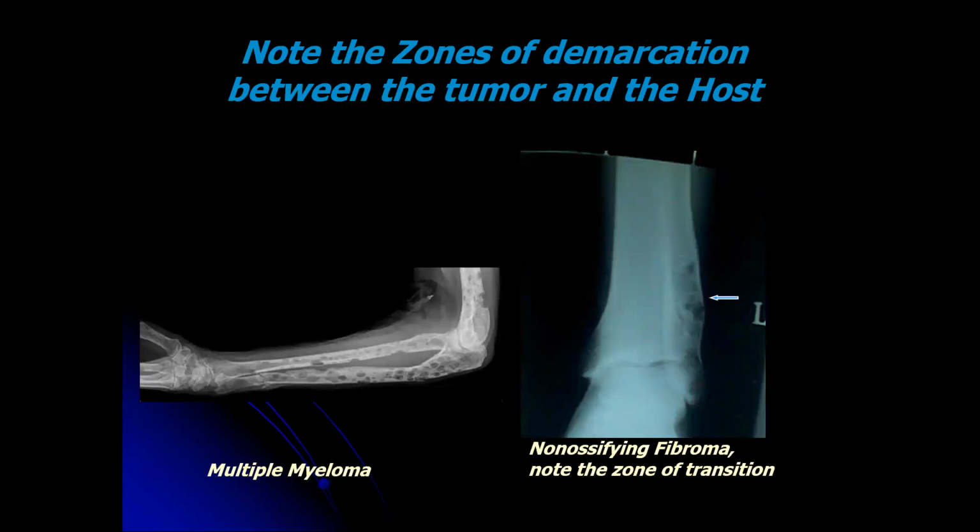In this, you see that there is a mouse-eaten appearance. You note the zones of demarcation of the tumor. If you look on the left-hand side, you have multiple myeloma. It's a mouse-eaten, punched out osteolytic appearance. This tells you that the tumor is aggressive. On the right-hand side, you see a non-ossifying fibroma, where you see that there is a clear demarcation between the tumor and the surrounding bone.